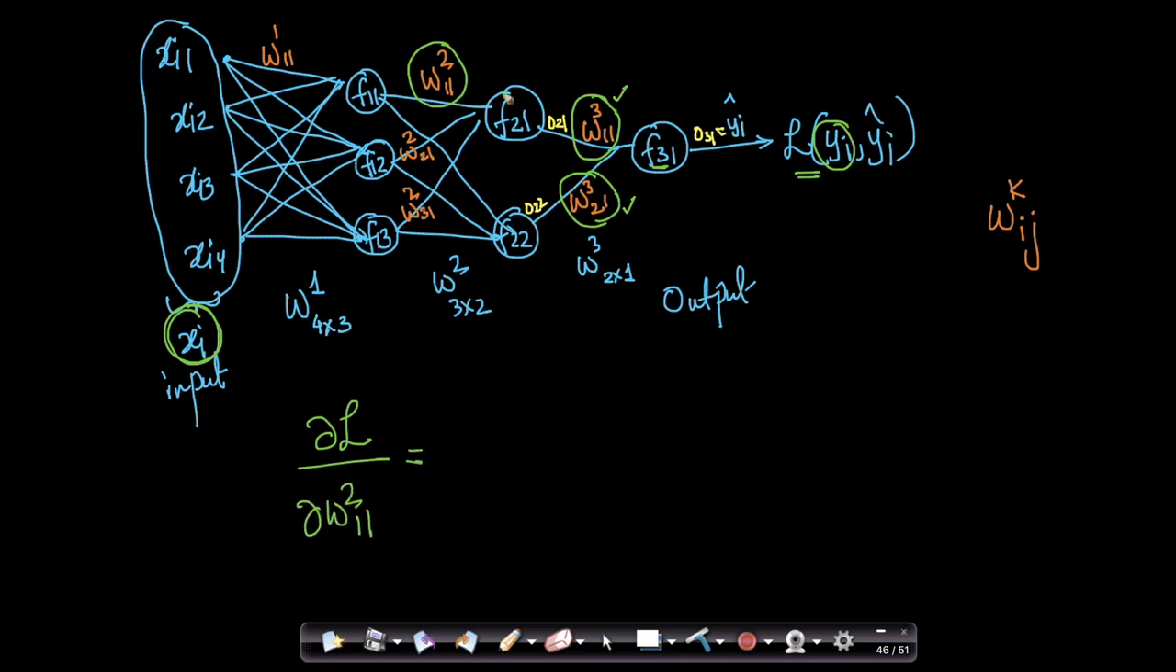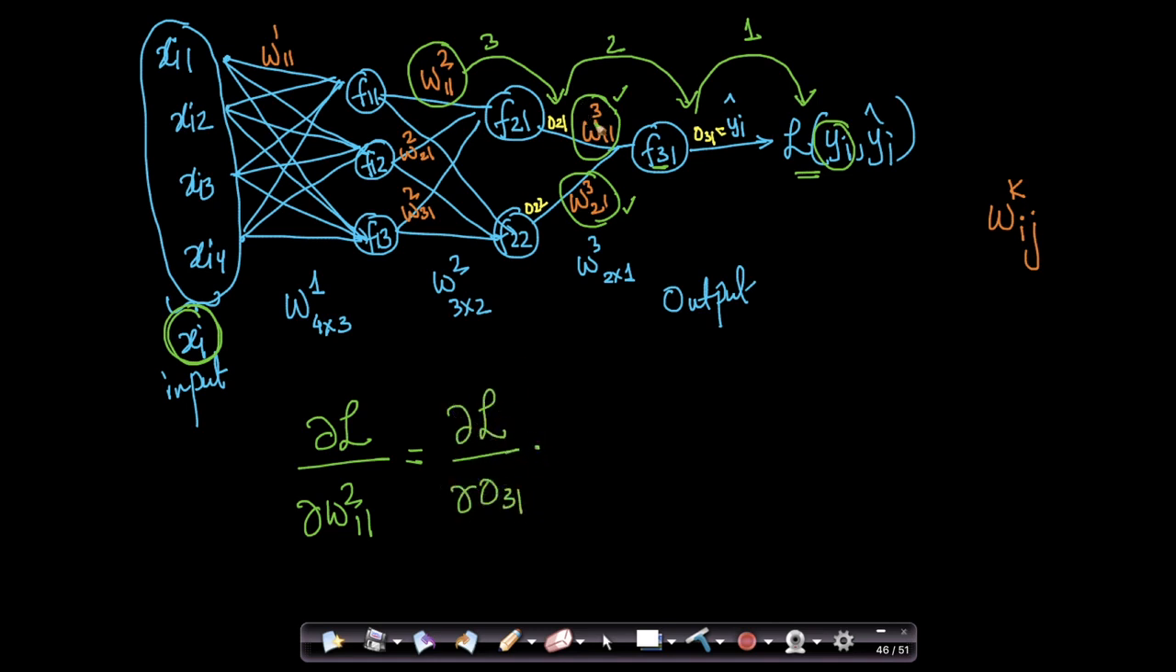Now if you notice, here is a very interesting leap. Your W211 goes into F21 and impacts O21, right? This O21 goes into F31 and it impacts O31. Your O31, which is nothing but y hat, goes into your loss function and it impacts the loss function. So there are 3 steps here, 1, 2, and 3. Let's write down those steps. What is the third step here? The derivative of L with respect to O31.